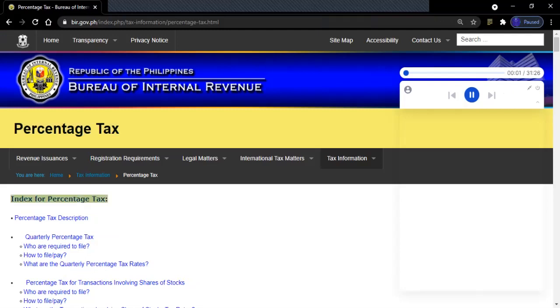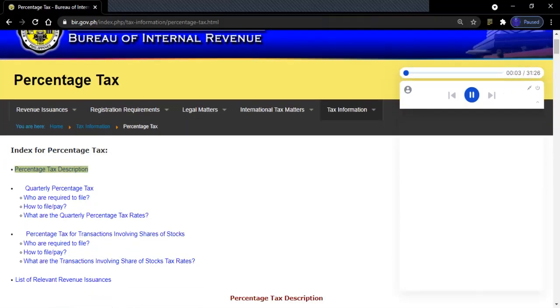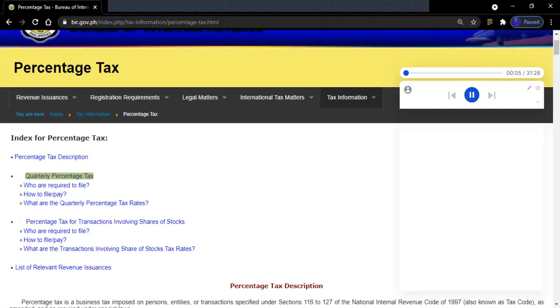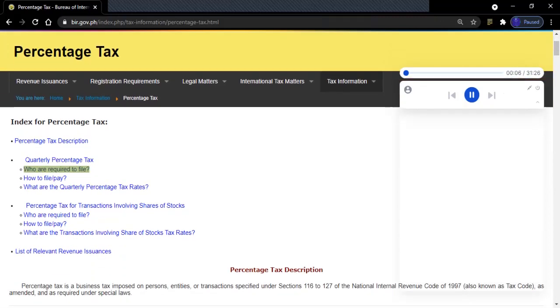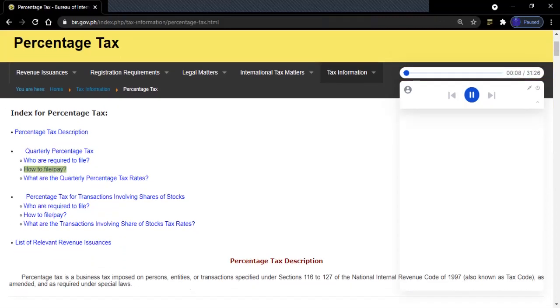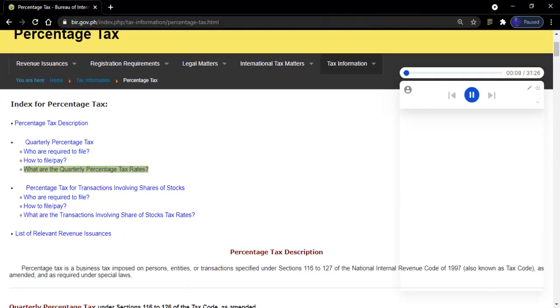Percentage tax. Index for percentage tax. Percentage tax description. Quarterly percentage tax. Who are required to file? How to file, pay. What are the quarterly percentage tax rates?